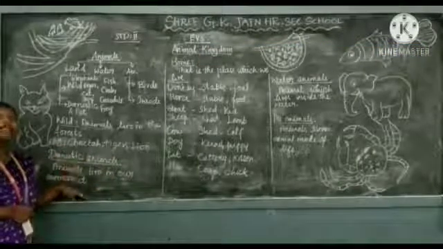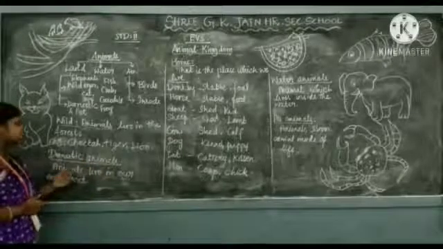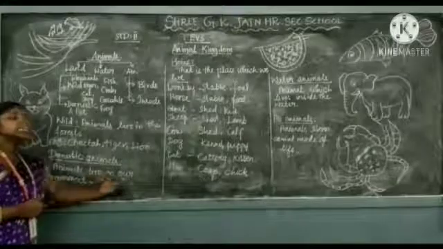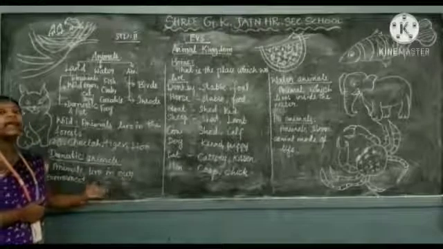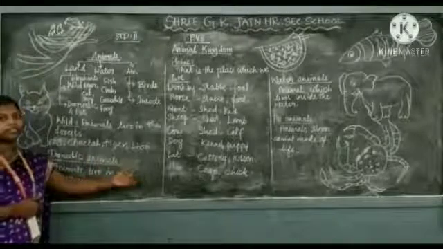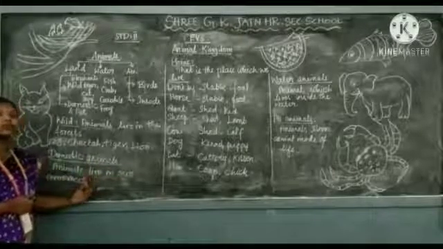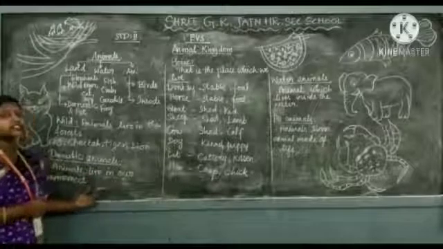Okay children, let me explain you about the domestic animals. Domestic animals live in our surrounding, as well as in the farm also they can live. That animals are called as domestic or farm animals. Farm is nothing but the area which is used for the growing of crops. That place is called as farms.